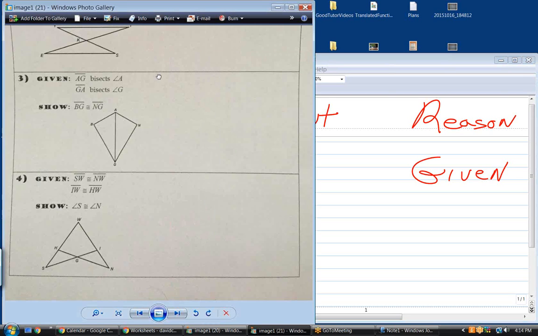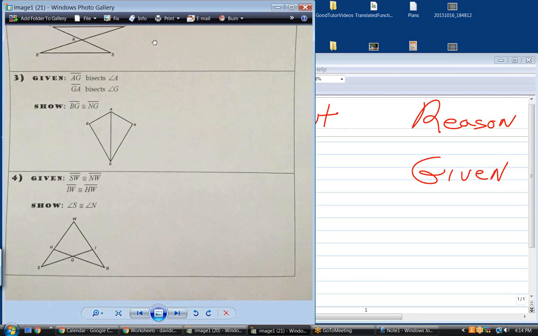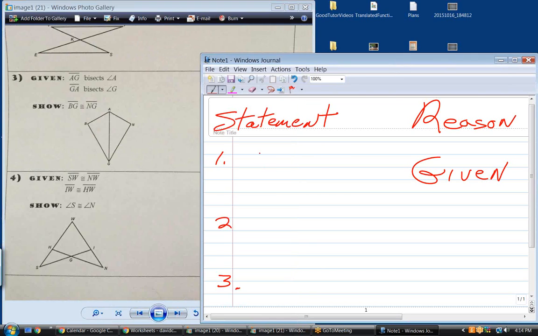Okay, let's see, that was 2. Let's look at 3. First statement. Well, we have all the givens for one. Okay, let's just go ahead and write those. AG bisects angle A, and GA bisects angle G. So those are our givens. And we're trying to show that line BG is congruent to line NG.